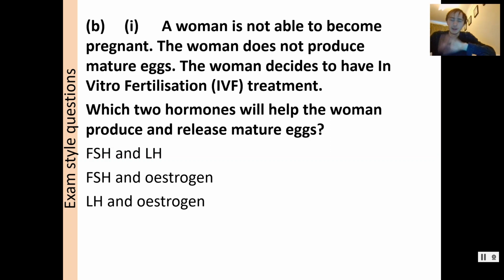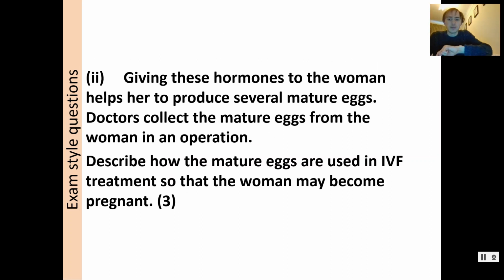So hopefully you wrote FSH and LH. FSH makes the egg develop. LH makes the egg get released. And giving these hormones to the woman helps her to produce several mature eggs.